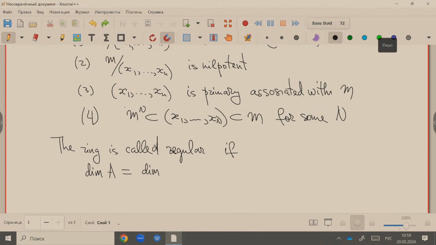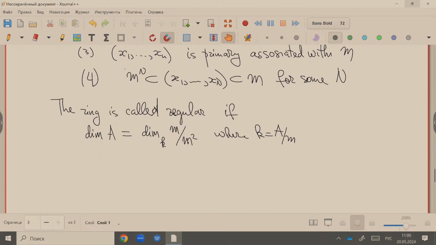So the dimension of M modulo M squared over K, where K is just the quotient of A modulo M. Notice that M modulo M squared is a module over A modulo M, so we can take this dimension, and this is actually the following. We shall also see.